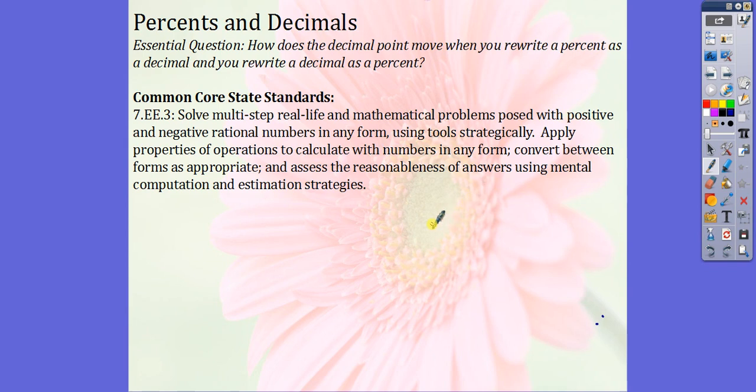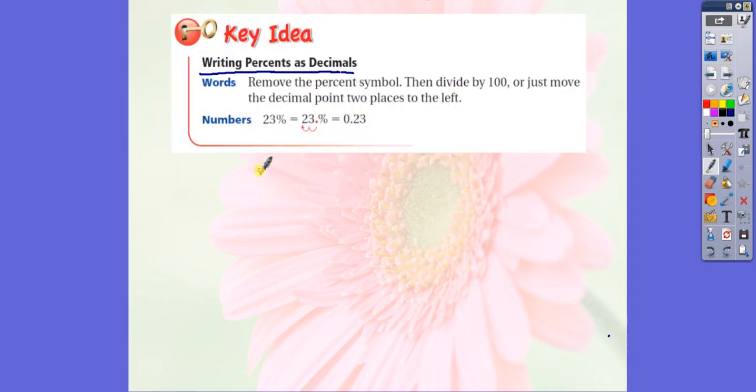So today's essential question is, how does the decimal point move when you rewrite a percent as a decimal, and then in the reverse when you rewrite a decimal as a percent? So you wrote this down in your notes today and on your reference sheet for the assessment, that to write percents as decimals, you obviously are going to remove the percent symbol. Then you need to divide by 100, or just move the decimal point 2 places to the left, which is the strategy you're seeing here.